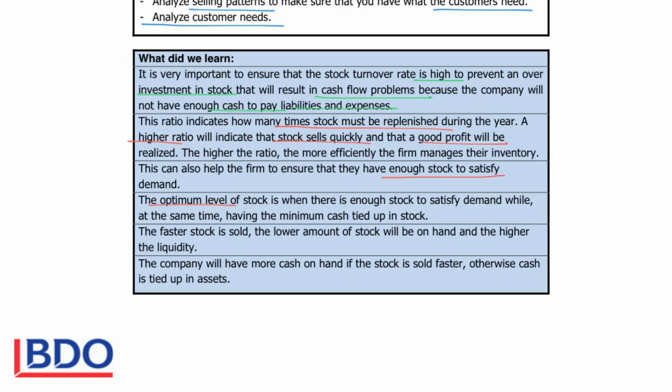The optimum level of stock is where there's enough stock to satisfy the demand, but that you don't have too much stock so that your money is tied up in the stock and you don't have money to pay your expenses and liabilities. The faster the stock is sold, the lower amount is invested in stock, and the quicker you will have money available to pay your liabilities. That will give you a higher rate of liquidity. The company will have more cash on hand if stock is sold faster. Otherwise, the money is tied up in the assets until it's sold, and it can be exchanged for money.